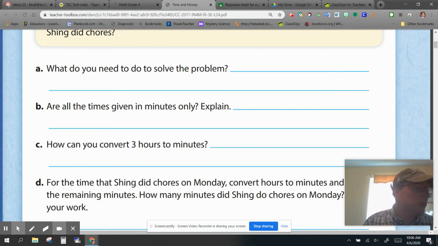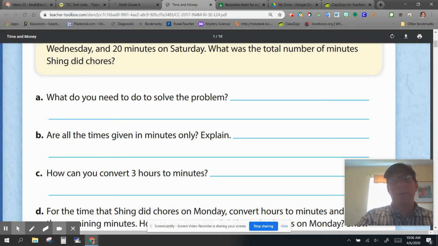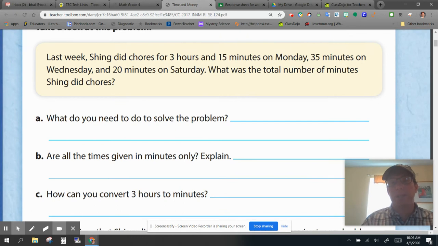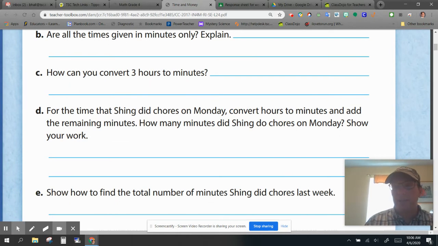Well, you need to know the number of minutes that she did chores on Monday, Wednesday, Saturday to add them together. Are all the times given in minutes? No, they're not. Because on Monday it has 3 hours and 15 minutes. The other 2 days are already both in minutes. How can you convert 3 hours into minutes? Think about it. How many minutes are in 1 hour?